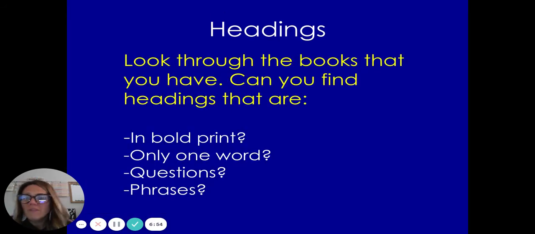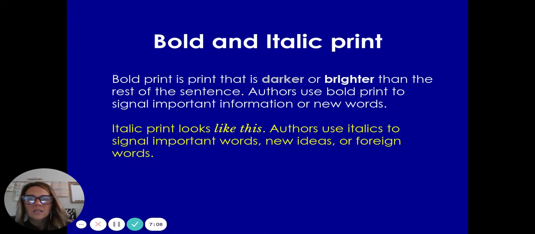Okay, so if you have a book, you can do this on your own. You can look through books that you have and see if they have any headings, okay? And see if you can find bold print. Do the headings have one word? Are they questions? Sometimes headings can be questions. Sometimes they can be phrases.